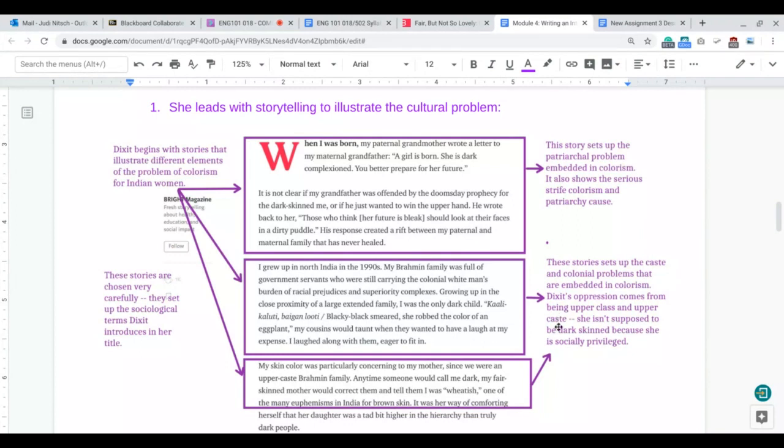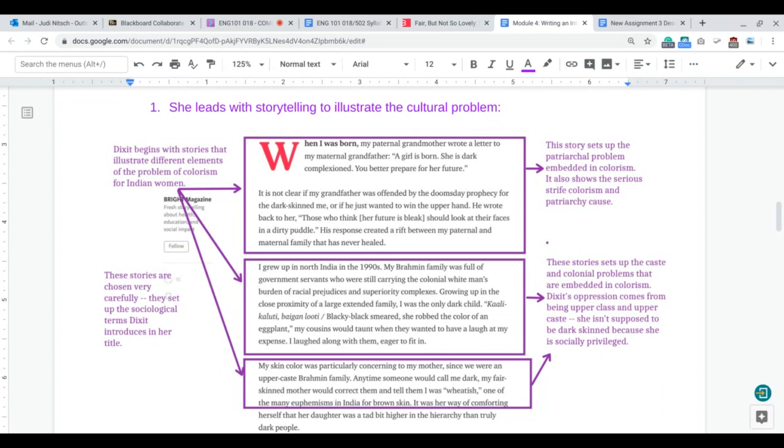She isn't supposed to be dark-skinned because she is socially privileged, right? And you get this uncomfortable story of her extended family mocking her for her dark skin, and she goes along with it because she wants them to like her. And then the last story is about her mother and what her mother would call her when someone would claim that Dixit was dark. Her mother would call her wheatish, which is a euphemism, just a nicer way to say something unpleasant. So here her mother is buying into colorism and patriarchy as well.